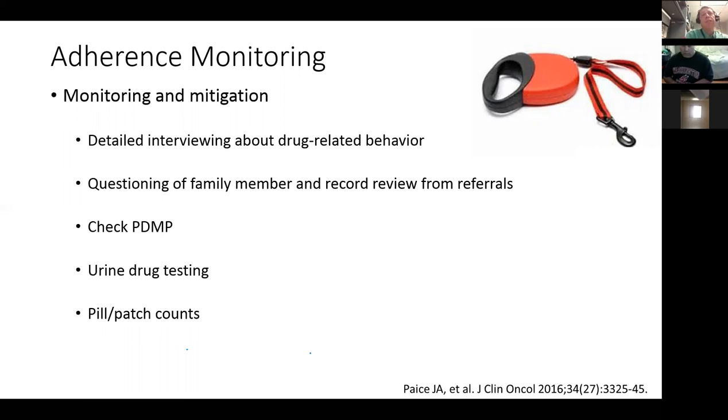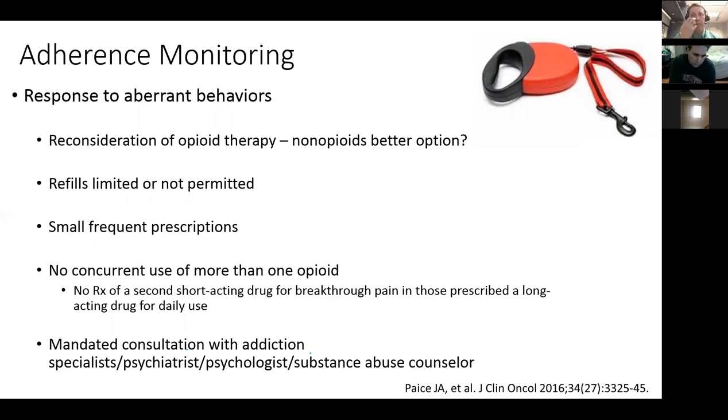Urine drug testing remains a controversial issue in palliative medicine. I can tell you that my former colleagues at the University of Virginia had this as a well-integrated part of their overall risk management plan in the palliative medicine clinic, and they used urine drug testing routinely. We're still working on integrating that into a standardized fashion here at the University of Iowa. And certainly pill and patch counts can be another useful check in the overall adherence monitoring process.